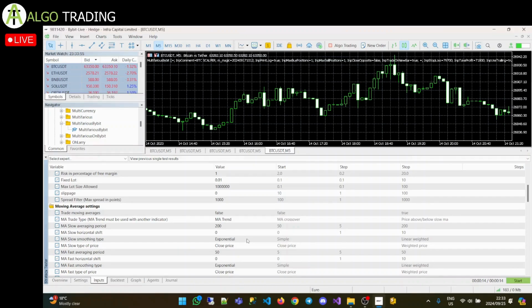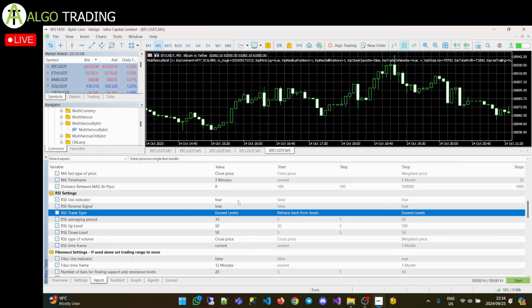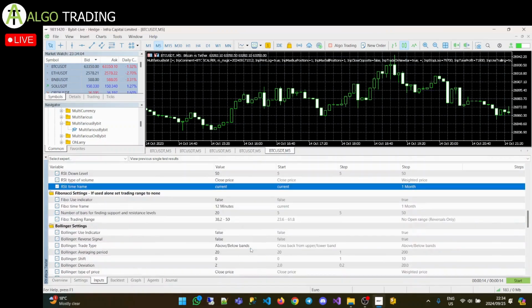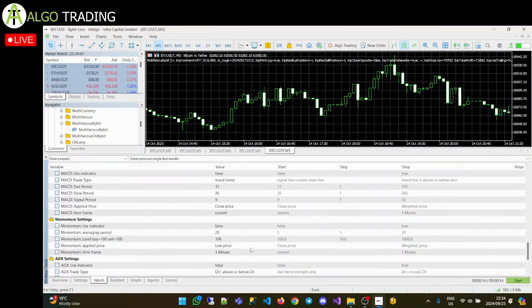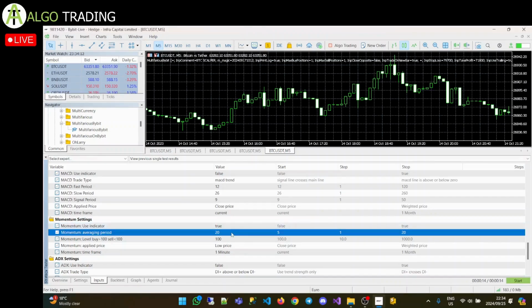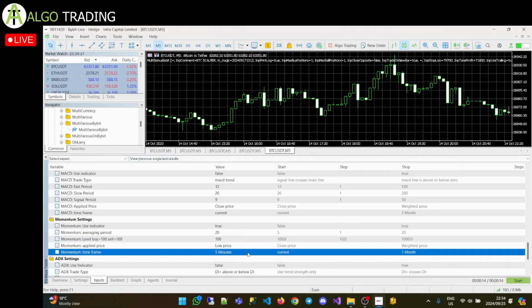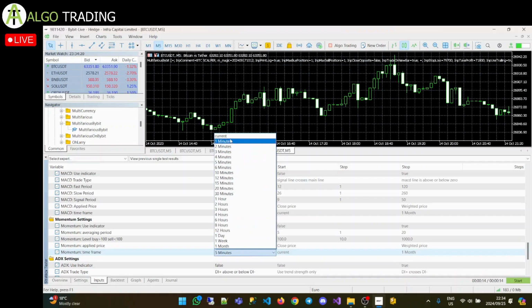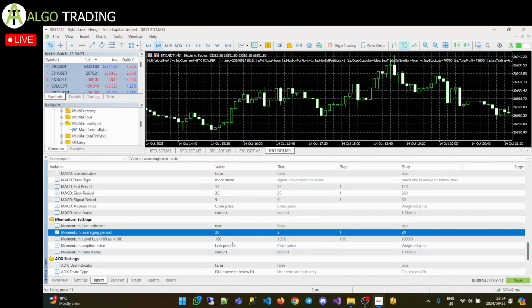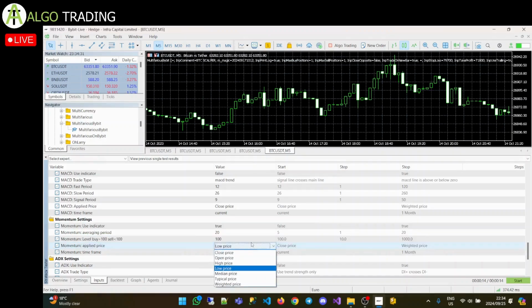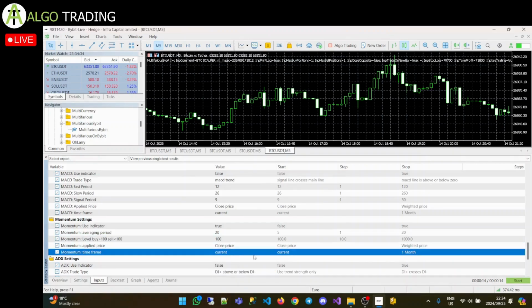Actually, while we're here, let's do one more test. So I'm going to turn off the RSI completely, and then I'm going to use the momentum indicator. I'm just going to use the momentum indicator. So what the momentum indicator does is, I'm just going to do it on the current period. And what the momentum indicator does, so if it is above 100, it's going to buy, and if it's below 100, it's going to sell. And I'm going to just use the close price as well. So let's run that. This is the momentum.